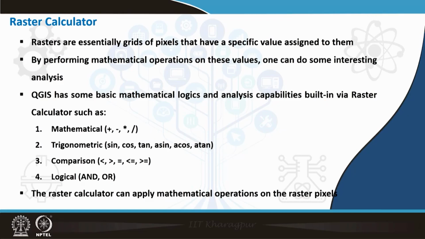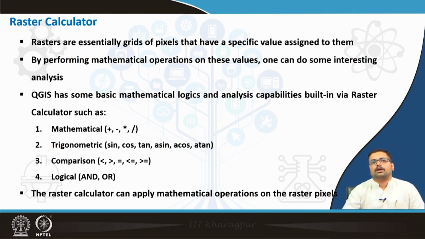QGIS has some basic mathematical and logical operators. If you take mathematical operators, it has addition, subtraction, multiplication, division. If you take advanced calculations such as trigonometric operations, sine, cos, tan angles can be given. Or if you take comparison, you can mention whether a pixel is lesser than 30 meters, whether a pixel is greater than 30 meters, something like that. And if you want to perform any logical operation, you can also perform that using AND, OR commands, something like that. So once we open the raster calculator tab, I will just demonstrate that.